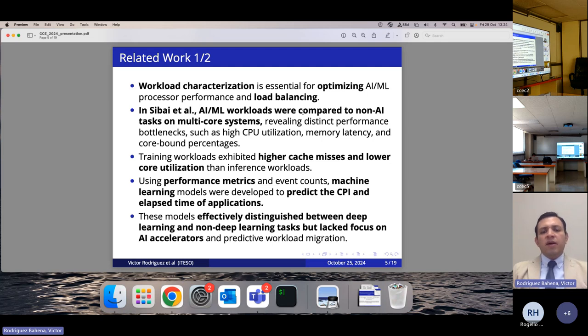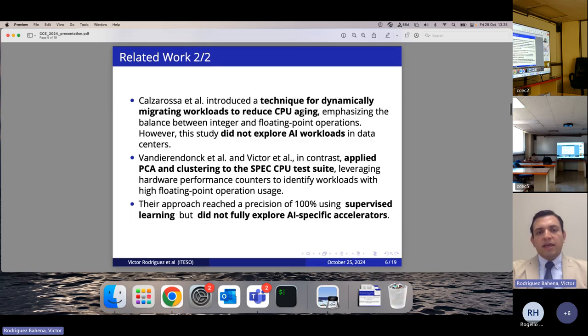So they didn't care about how to translate one workload to an accelerator to make it faster. They created machine learning models to predict the future performance of that specific application. The model distinguished between deep learning and non-deep learning tasks and predicted workload behavior, but it's not focused on how to migrate to the accelerators.